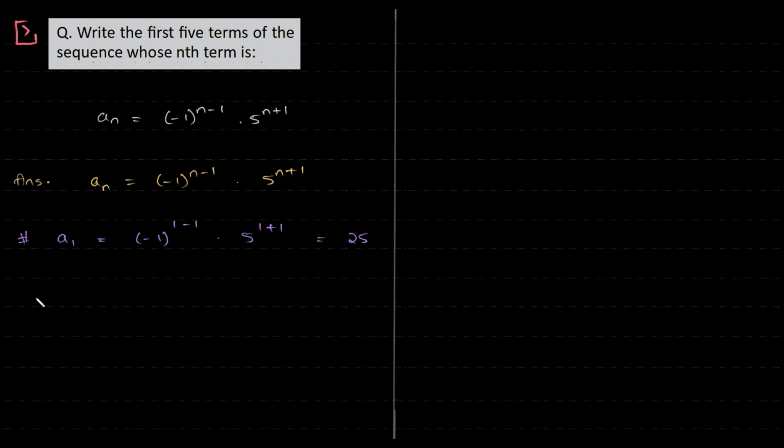Next, a2 is (-1) to the power of 2 minus 1 times 5 to the power of 2 plus 1. This would be a negative 1, while this is 5 to the power of 3. So this is minus 125. Okay. Next thing is a3, which is (-1) to the power of 3 minus 1 times 5 to the power of 3 plus 1. So this is (-1) squared, so that is positive. And this is 5 to the power of 4, that would be 625.